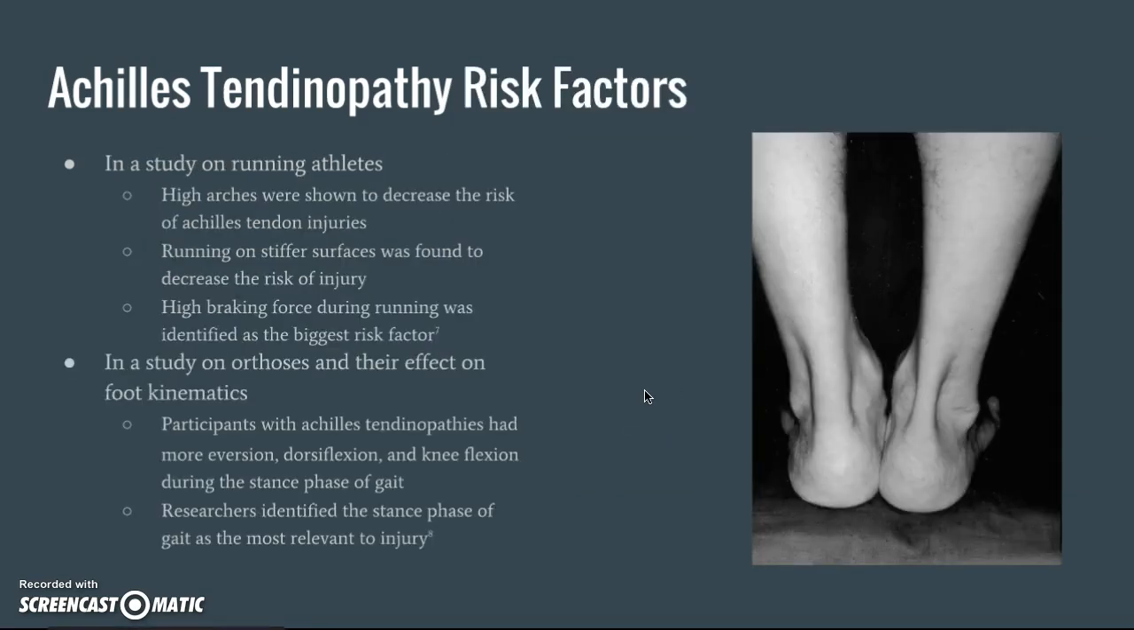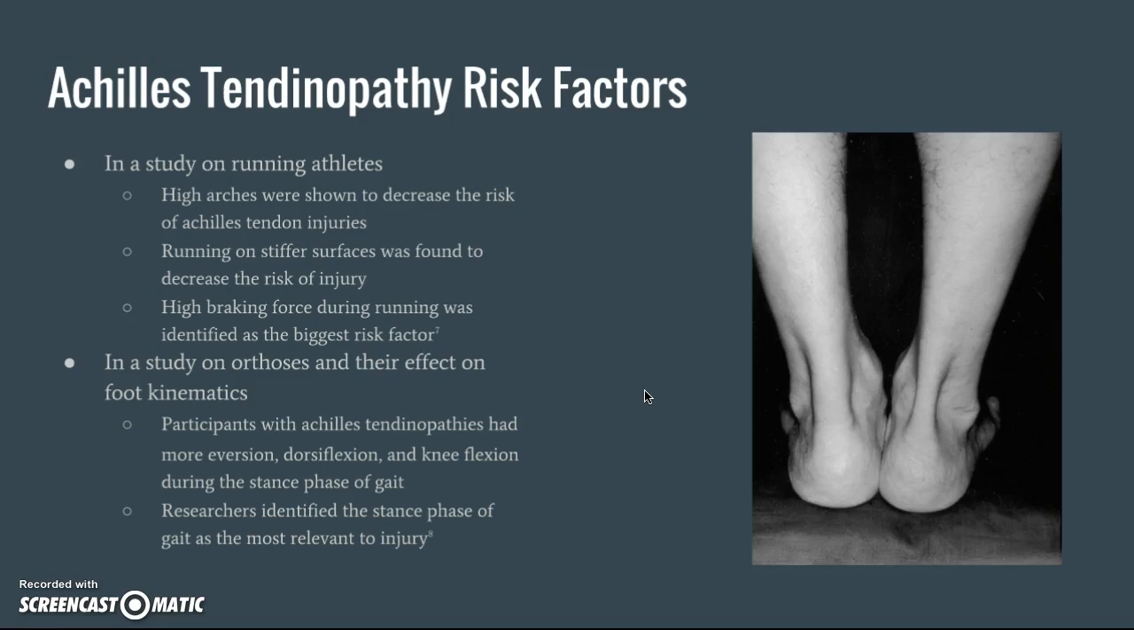So in some of the studies that we looked at, a lot of different things were found to be contributing factors or potential risk factors for Achilles tendinopathy. The big one in a study on running athletes was high braking force. So during deceleration, you just load up that tendon, and that can cause it to get inflamed, strain it a little bit, and that'll cause it not to heal correctly because you keep using it in that fashion, or if it becomes a chronic condition, it scars up and the tissues don't work as well.